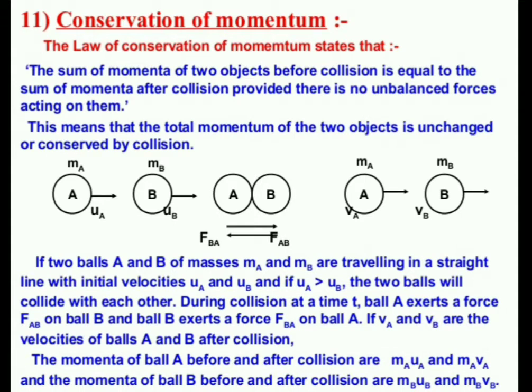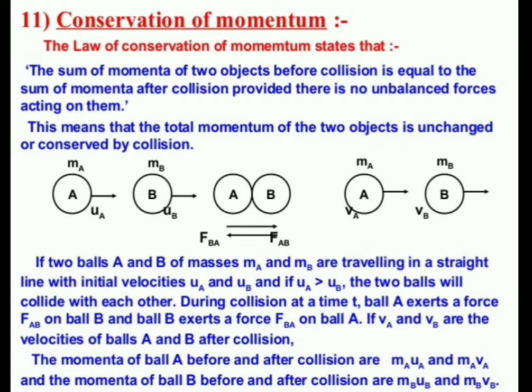We will do one activity. Two balls A and B of masses MA and MB are traveling in a straight line, observe the arrow mark, with initial velocities UA and UB. If UA is greater than UB, what will happen? The two balls will collide with each other, because the initial velocity of ball A is greater than UB, so their motion will change as they collide.